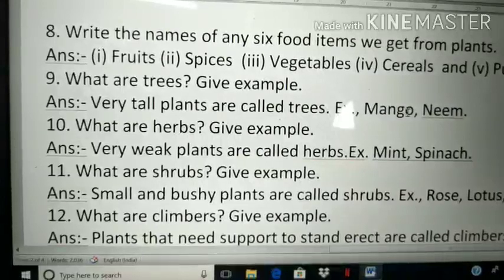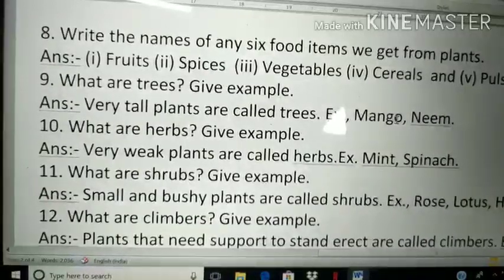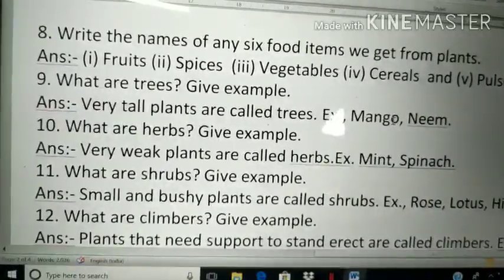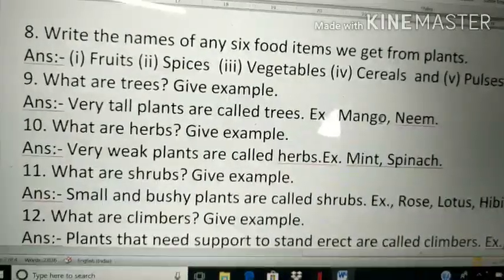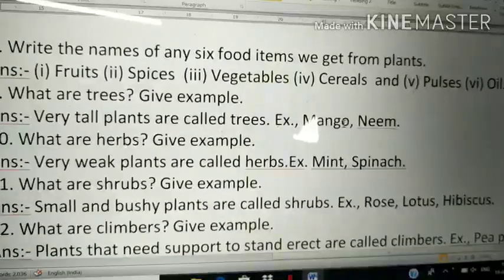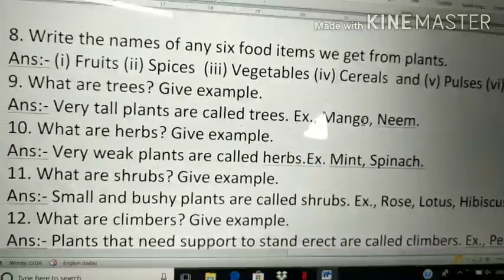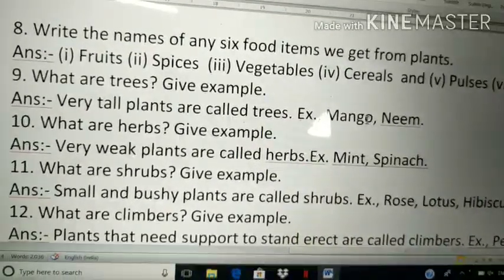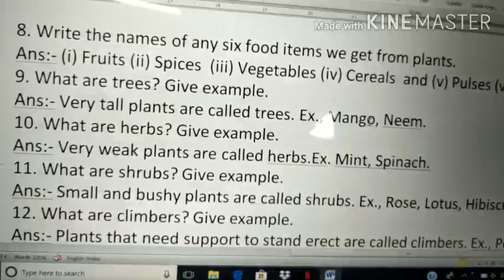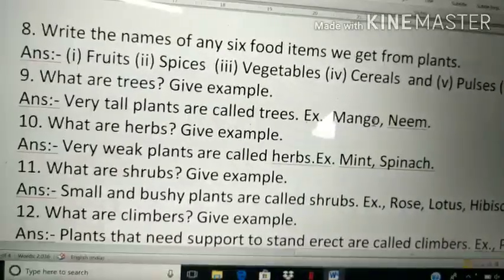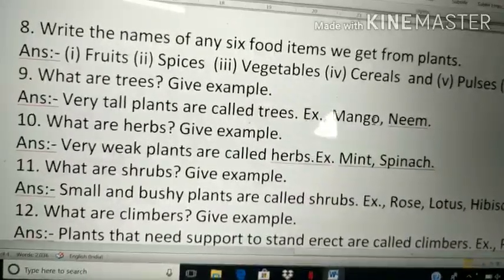Write the name of six food items we get from plants. Fruit, spice, vegetable, cereal, pulse, and oils. What are trees? Give examples. Very tall plants are called trees. Example, mango, neem.